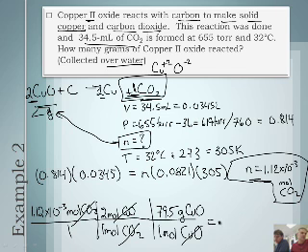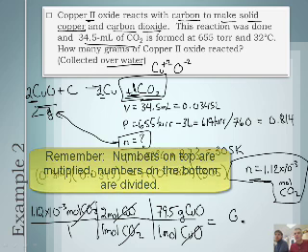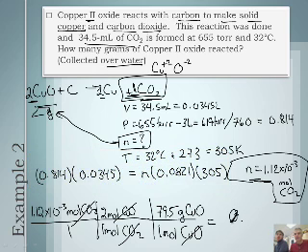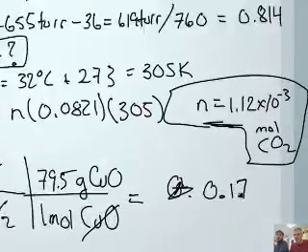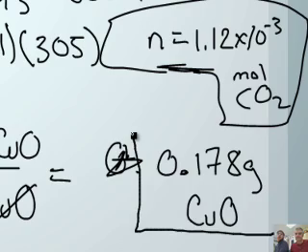So moles of CO2 cancel, moles of copper oxide cancel, and we get a pretty small number. No, I must have done something wrong. I must have hit the divide sign. There we go. 0.178 grams of CuO.